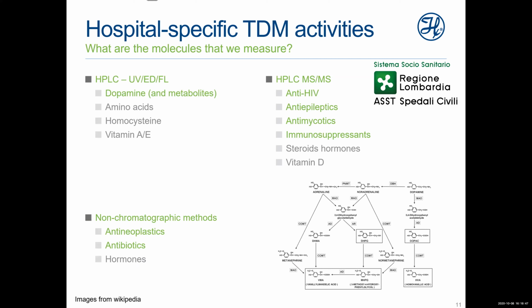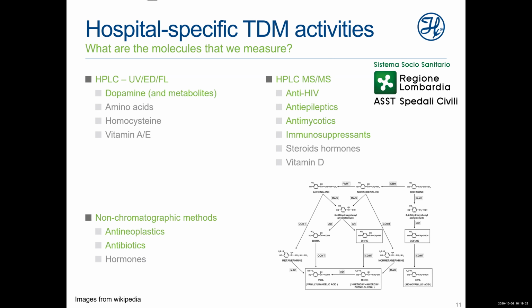Vitamin D can be considered both a hormone and a monitoring for TDM because some patients are supplemented with vitamin D. So when someone is not supplemented, vitamin D is just a normal hormone that we are going to monitor. But if it's supplemented, then we can consider it as TDM because vitamin D in the highest doses can be toxic.